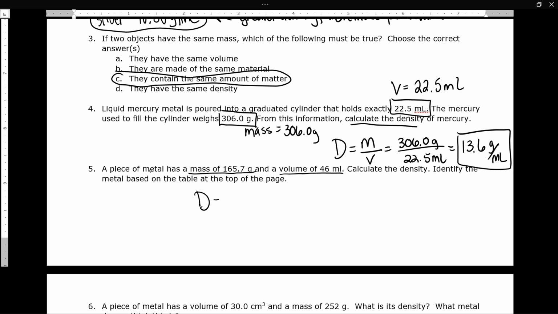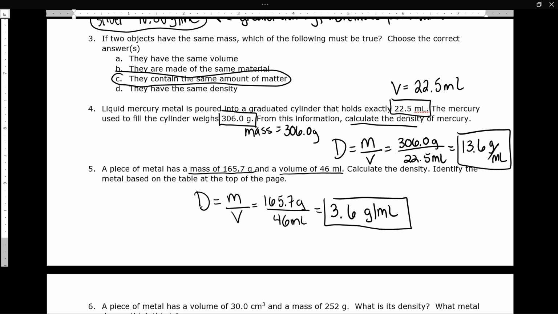So remember, density is mass divided by volume. So the mass is 165.7 grams. The volume is 46 milliliters. And then I'm going to plug that in my calculator, 165.7 divided by 46, and I get 3.6 grams per milliliter. And then my next step is I want to identify the metal.